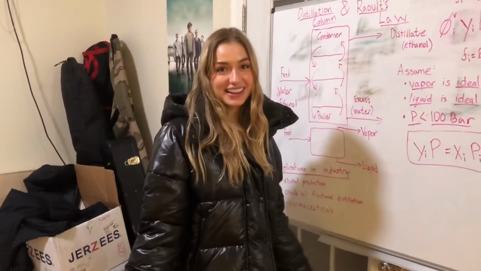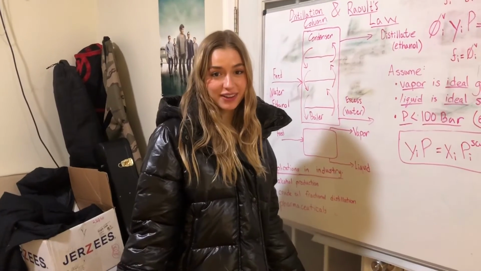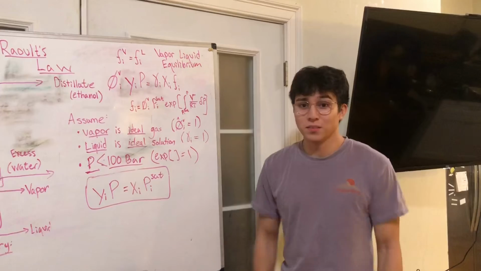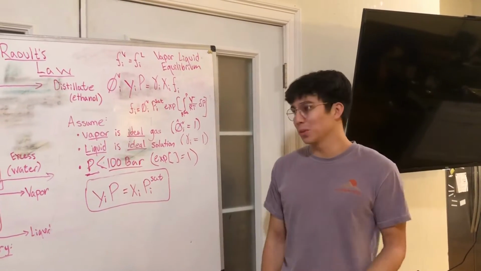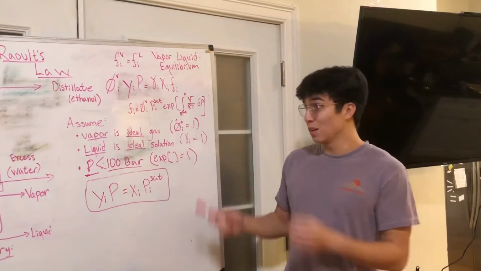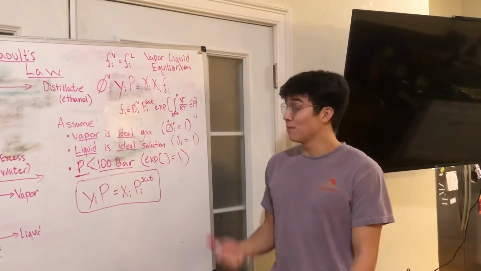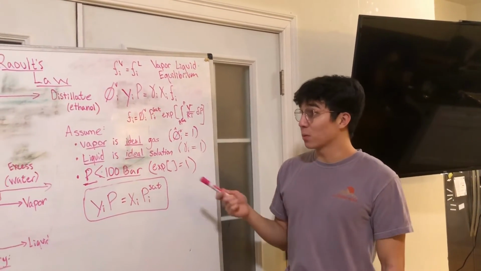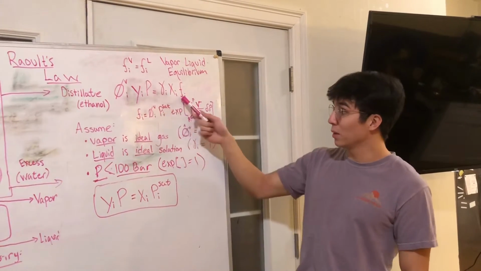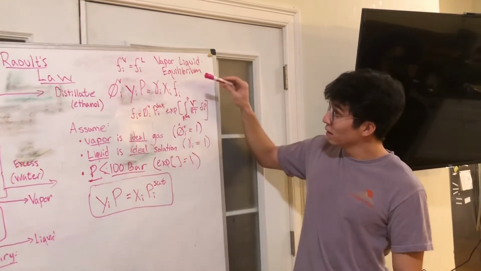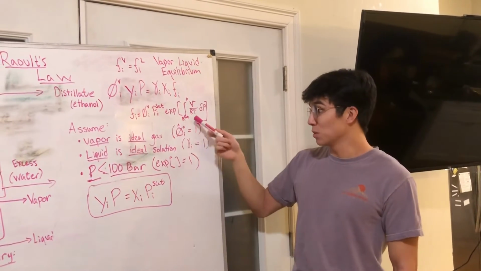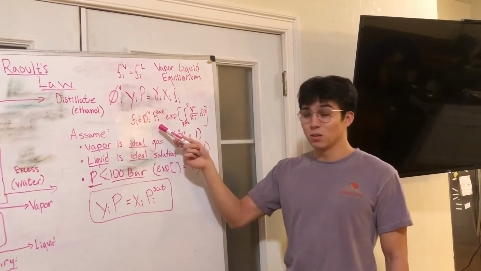But wait, how do you know the percentage of alcohol in the vapor phase and liquid phase? Great question. We can determine the compositions of the vapor and liquid phases using Raoult's Law, which is the simplest case of vapor-liquid equilibrium. Now, we can start with the fugacities of vapor and liquid, which are expressed by these equations. The fugacity of a liquid is equal to this equation, which includes the Poynting correction and the fugacity coefficient.